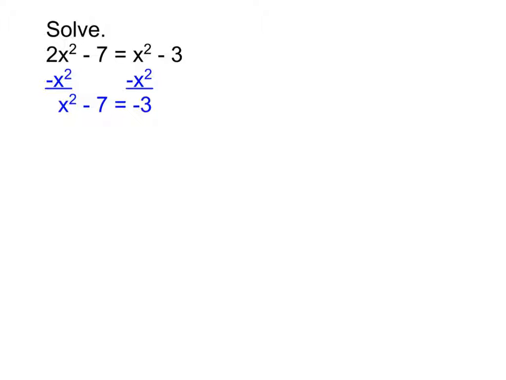Now notice what that does for us. It means that this x squared minus x squared on the right side goes away because it adds to 0. And so you're just left with a negative 3 there. All right, now you have x squared minus 7 equals negative 3. Continue from there to finish this problem out.